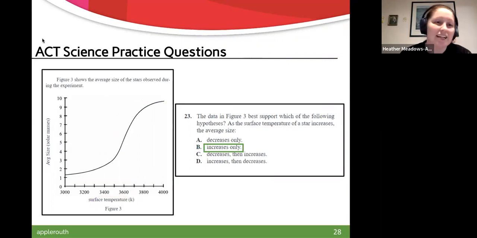This section can be intimidating, and a lot of students kind of get stuck on these, but I think seeing that they're not as crazy as they seem on the surface is really helpful.